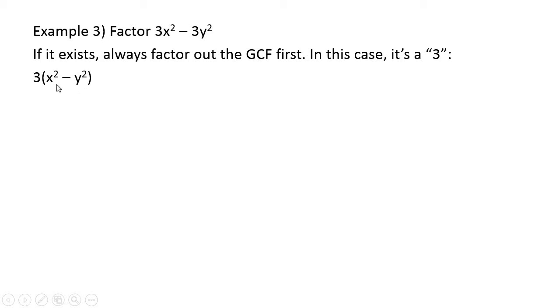The square root of x squared is x, the square root of y squared is y, and it's separated by a minus sign. So that will factor into our x's going in the first spots, the square root of the y squared going in the second spots, and then our signs are plus minus so that those middle terms cancel out.